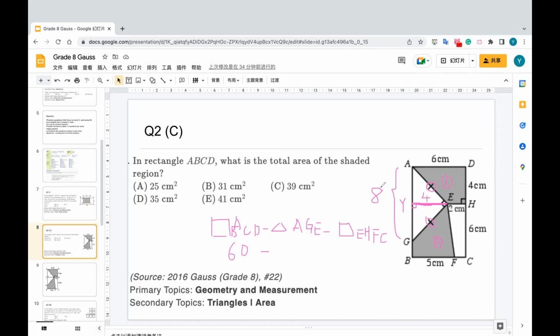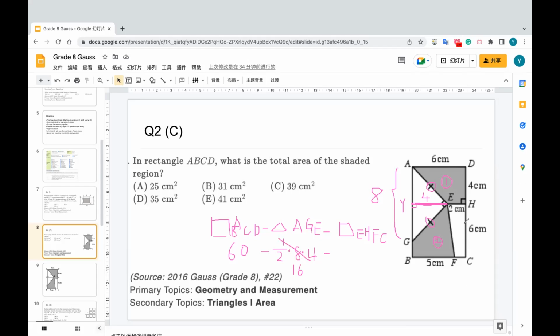All right. Since we know the length of AG and the length of YE, what's the total area of the triangle AGE? It's gonna be half times base, which is 8, times height, which is 4, right? Which gives us 16. All right, we get the second part done.